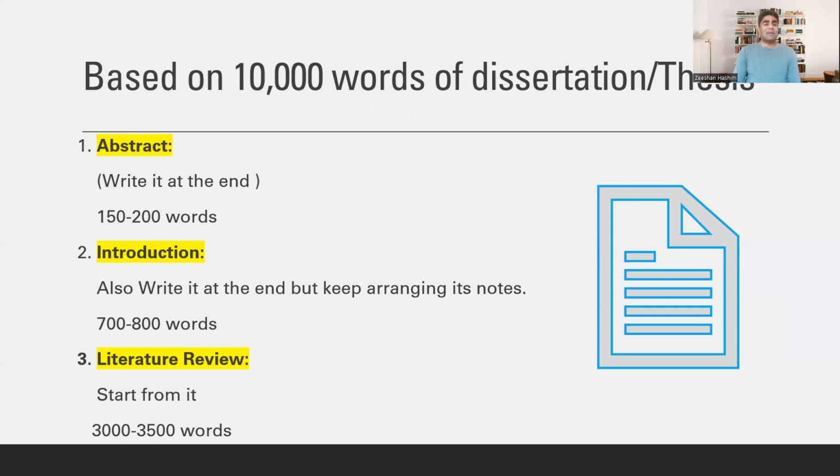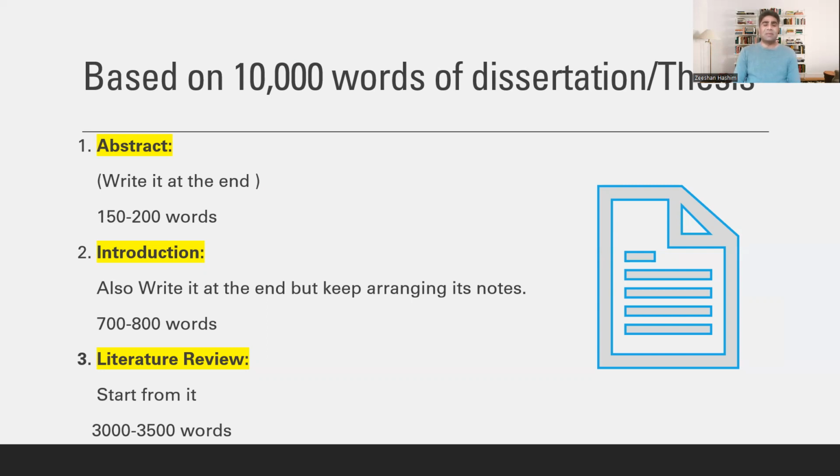And then the second section, which is also very, very important, is the introduction section. My suggestion is to write it also at the end. When you finish the conclusion, then write the introduction, because in the introduction you are going to introduce your research. Until you finish your research, you can't introduce it.